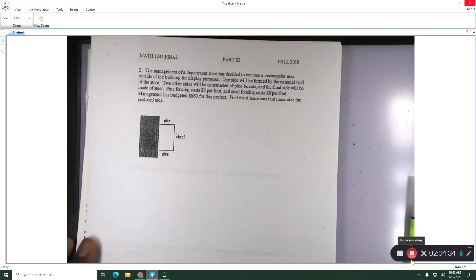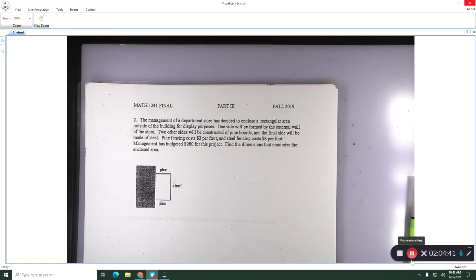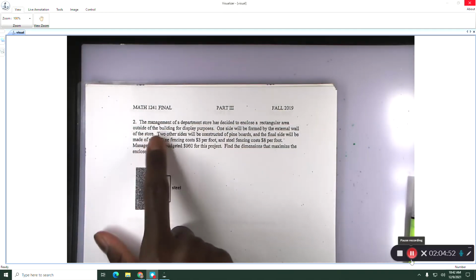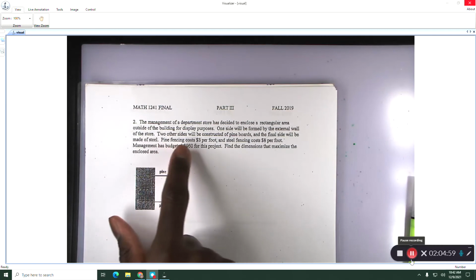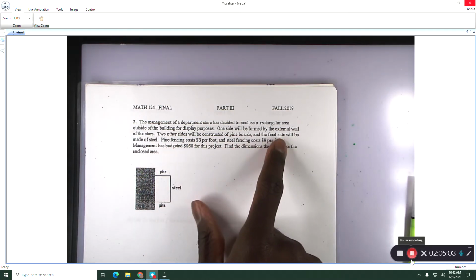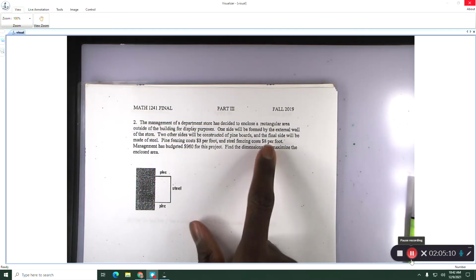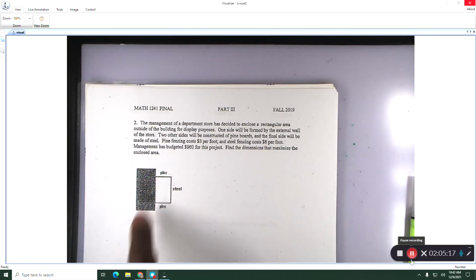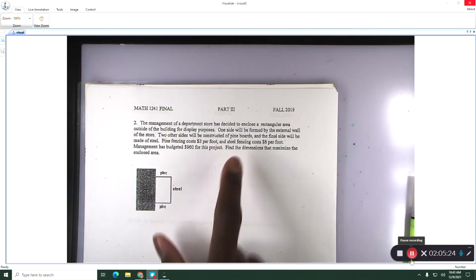We have a word problem, the dreaded word problem. Now, we are optimizing, and we want to maximize this area. It says the management of a department store has decided to enclose a rectangular area outside of the building for display purposes. One side will be formed by the external wall of the store. Two other sides will be constructed of pine boards, and the final side will be made of steel. Pine fencing costs $3 per foot, and steel fencing costs $8 per foot. Management has budgeted $960 for this project. Find the dimensions that maximize the enclosed area.